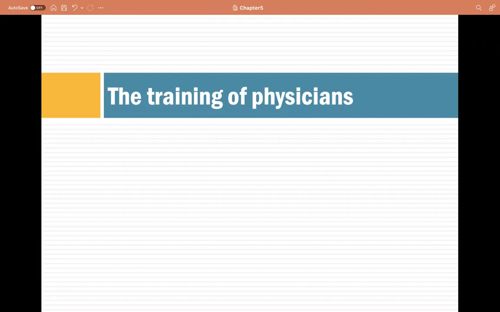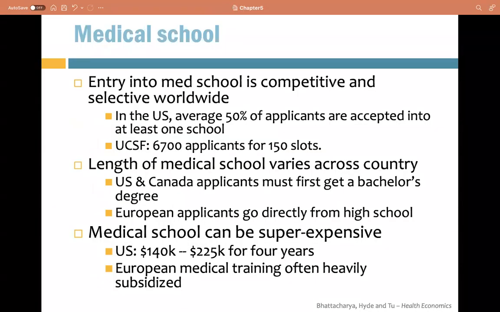First, the training of physicians. We know that the first step for becoming a physician is going to medical school. Entry into medical school is very competitive and selective worldwide. In the United States, on average, 50% of the applicants get accepted into at least one school. And in some top programs like UCSF, only 150 slots for almost 7,000 applicants.